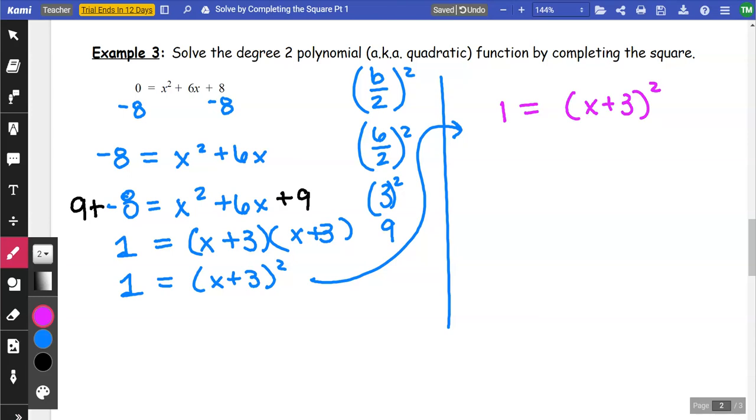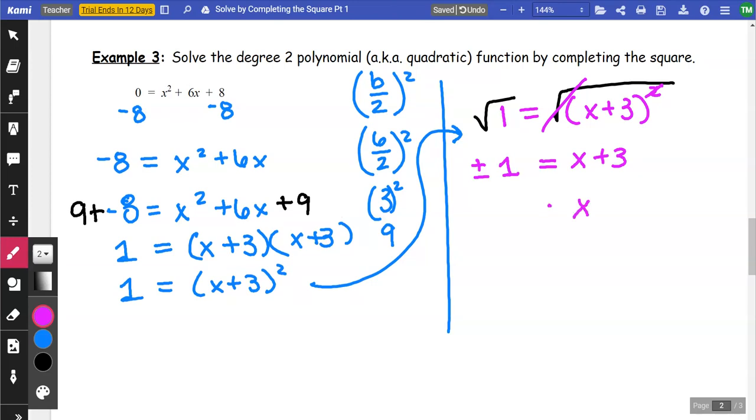To solve this, we need to cancel this square. So we're going to square root both sides. Hey, what's the square root of 1? 1. But when I take the square root, how many answers do I really get? 2. Plus or minus 1 is equal to, the square root and the square cancel, so I'm left with x plus 3. To finish this, I'm going to get x is equal to, we need to subtract 3 from both sides, so negative 3 plus or minus 1.